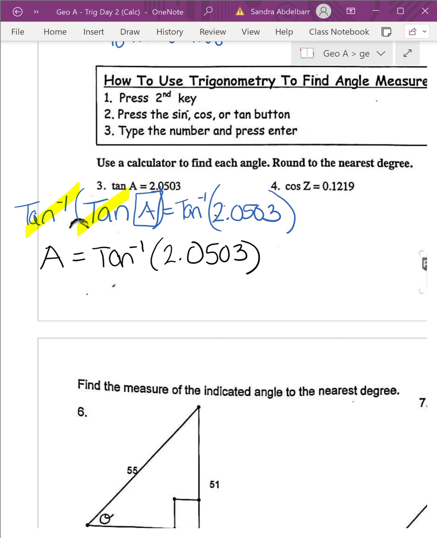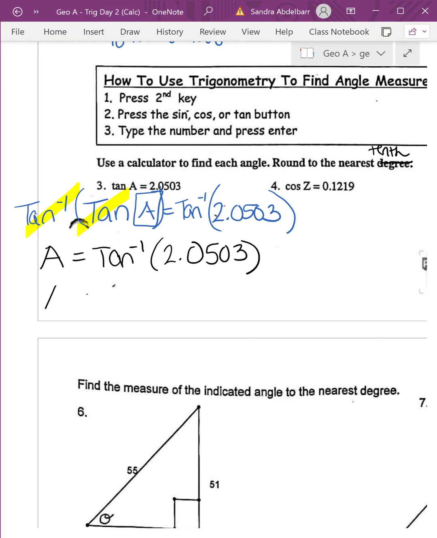I'm not going to round to the nearest degree. I want to round to the nearest tenth, because that's what your whole test is going to be. Your whole entire test, I'm going to tell you round to the nearest tenth. So let's just practice rounding to the nearest tenth. All right, so what do we get?